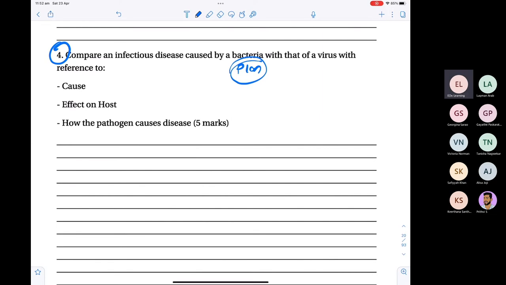What do we go with for this question? What disease did you pick for viral disease and bacterial disease? This is important because the one you pick now, I want you to stick with that for the rest of the HSC exams. Okay? So what do we pick for virus? Anyone?